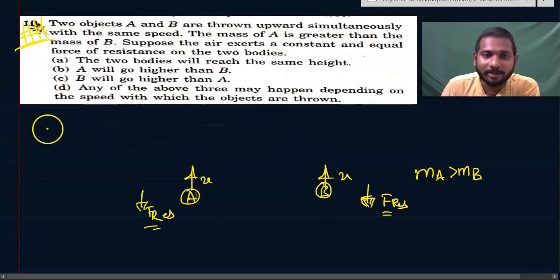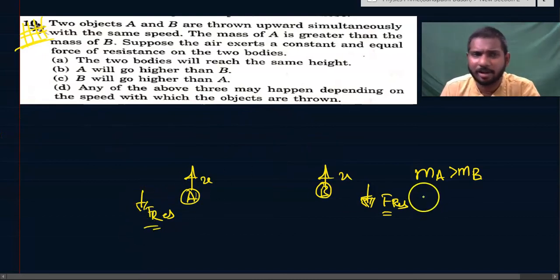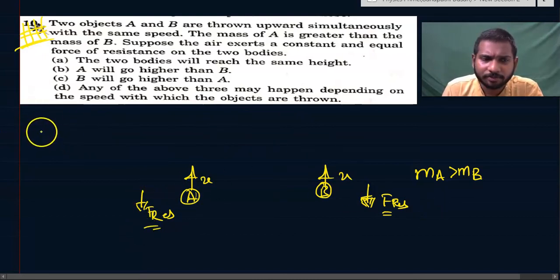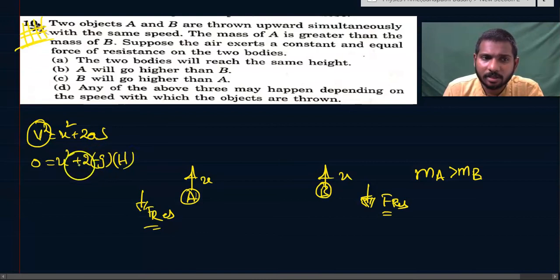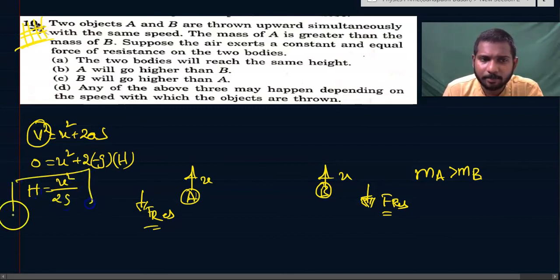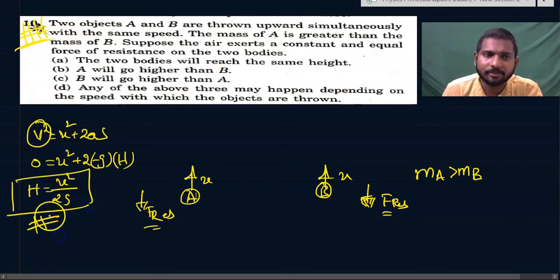So let's find out in a simple case, if suppose resistance is not there. V square is equal to U square plus 2AS. V is 0 at the final maximum height. 0 is equal to U square plus 2 into minus G into H. So minus U square is equal to minus 2GH. So H is equal to U square by 2G. This is a simple maximum height equation.